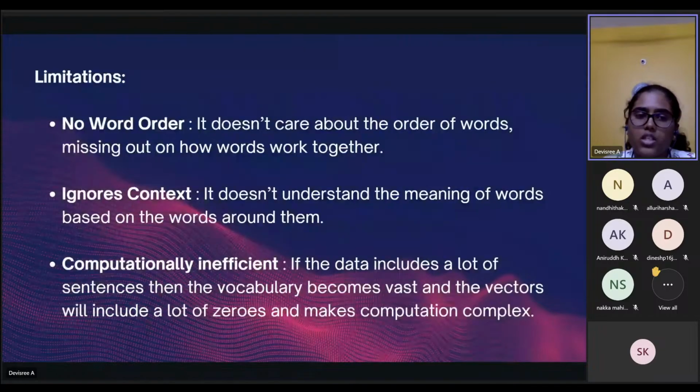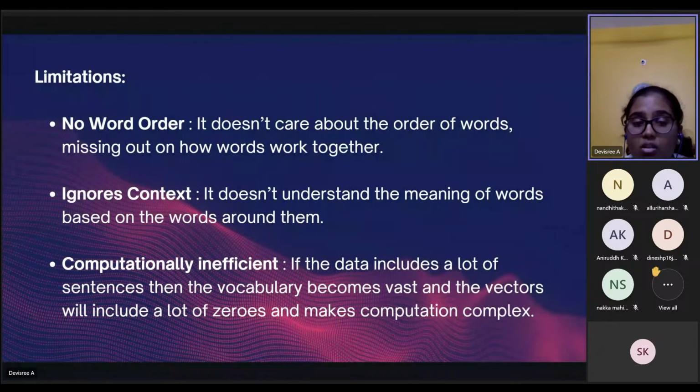But there are a few limitations to this approach. Firstly, no word order. It doesn't care about the order of the words, because if, for example, the words were jumbled in the given sentence, it would still output the same matrix. So it doesn't take into consideration if the given review is in grammatically correct order or not.